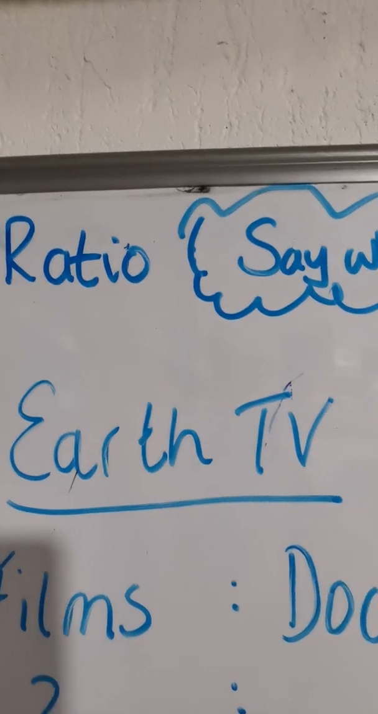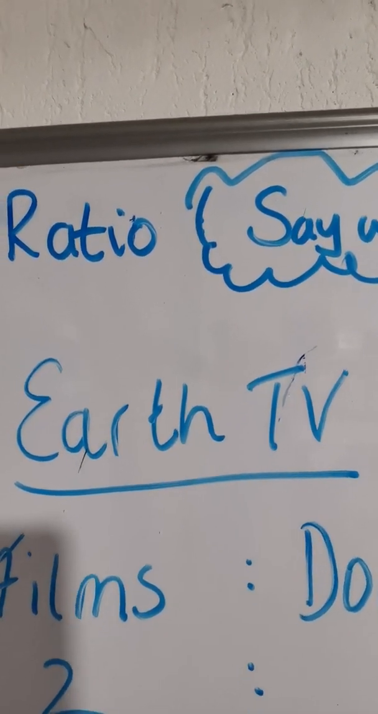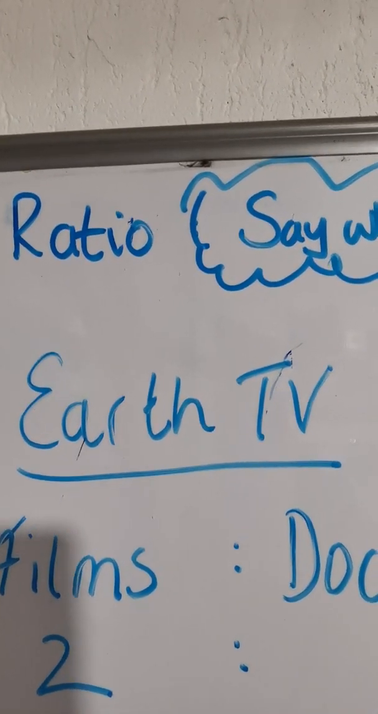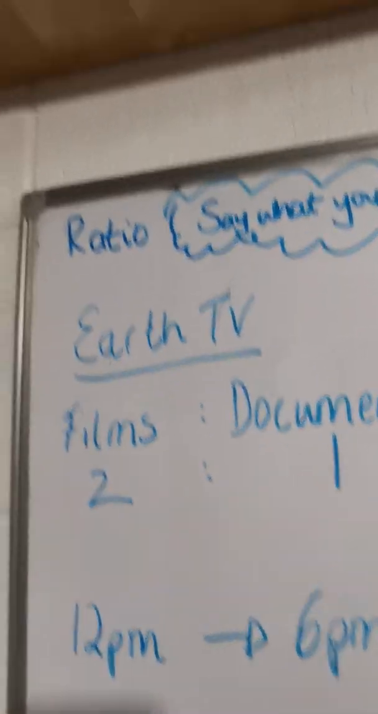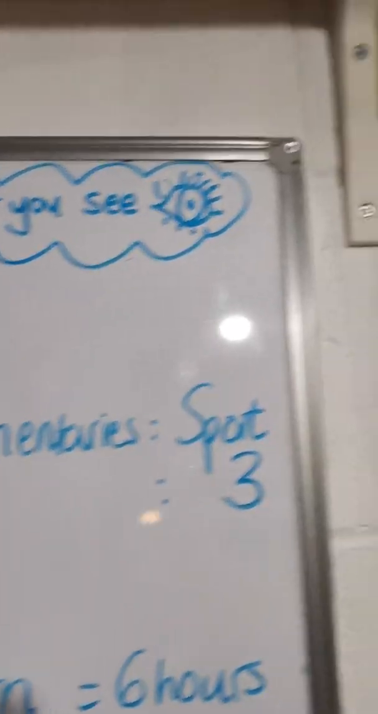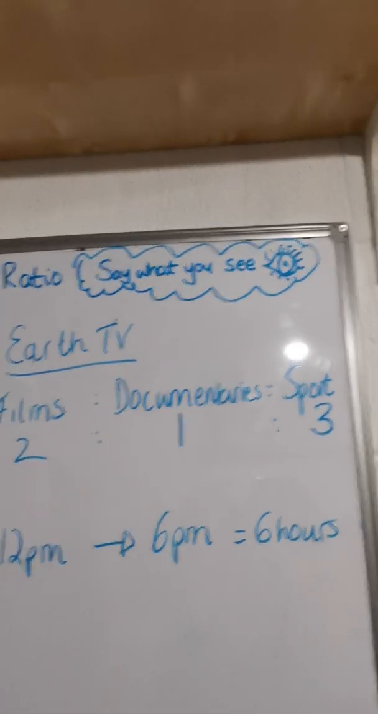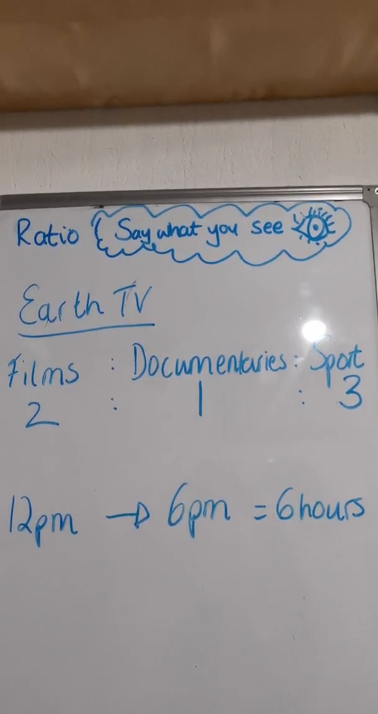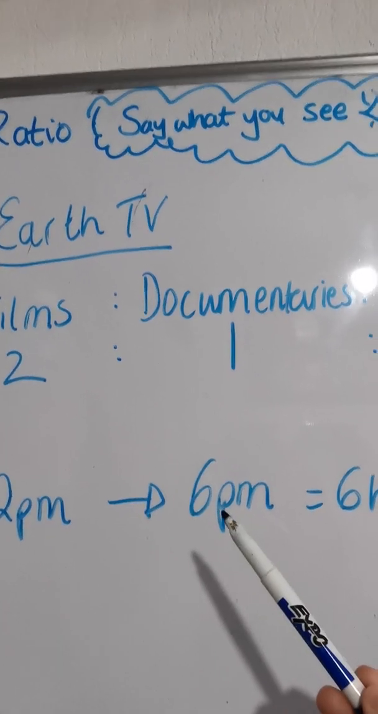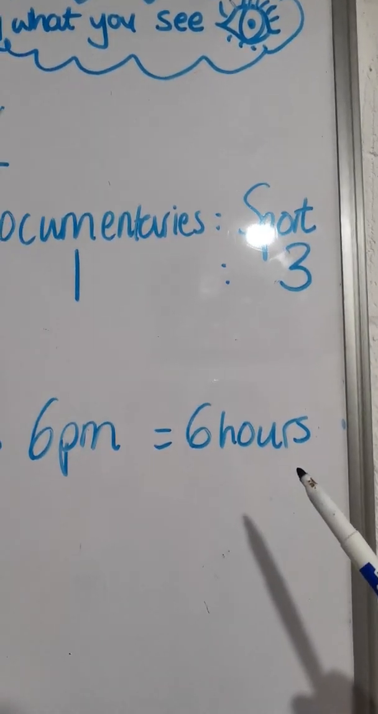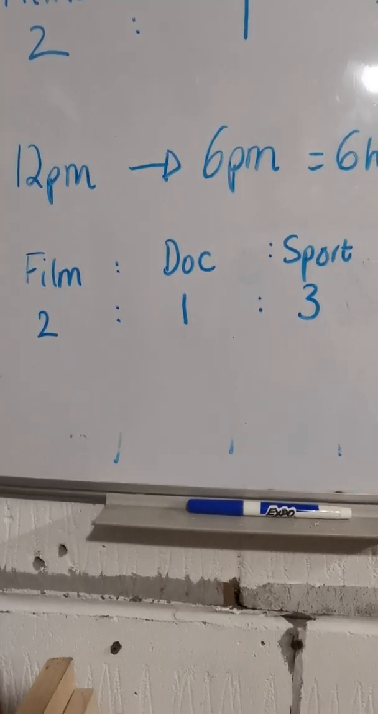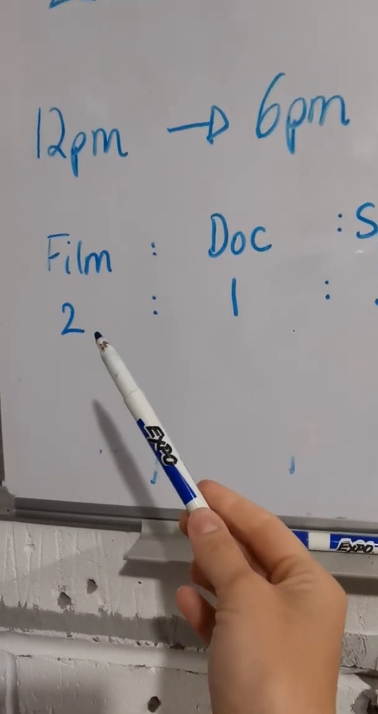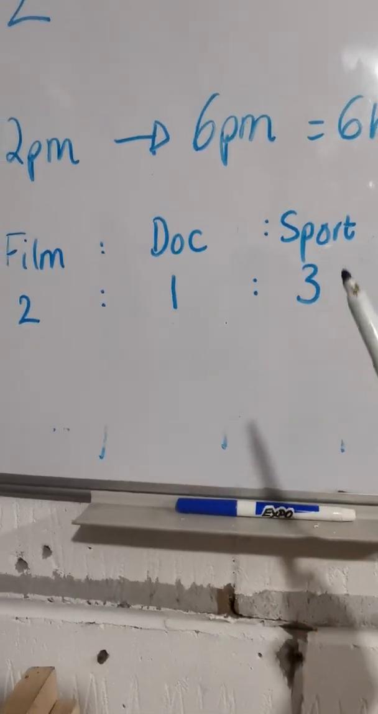We have the TV company called Earth TV, and they decide on their TV schedule and they think about the ratio of their TV programs. So they have films, documentaries, and sport, and they divide up the time in a ratio of 2 to 1 to 3. And this is between the hours of 12 p.m, so lunchtime, and 6 p.m, which is a total of 6 hours. So the first thing I need to think about is, what is my total if I add up the ratio of films to documentaries to sport?